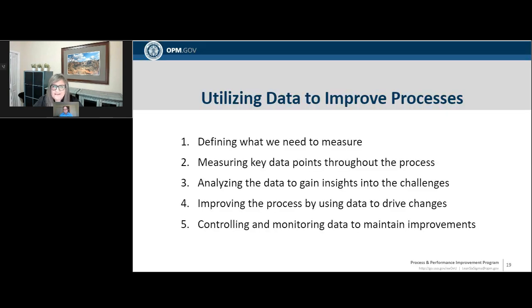So on the next slide, you'll see utilizing data to improve processes. We've included a few steps here of a system that we commonly use for examining and how we approach and address process improvement. But one of the things before I get into this that I'd like to touch on is just a bit about why we focus on data and why this is such an important thing that we utilize in both our personal and professional lives.